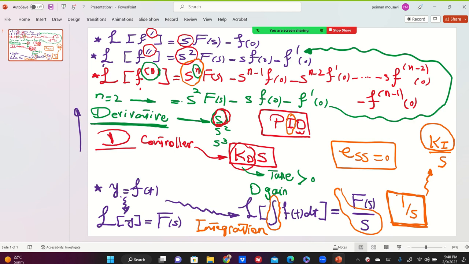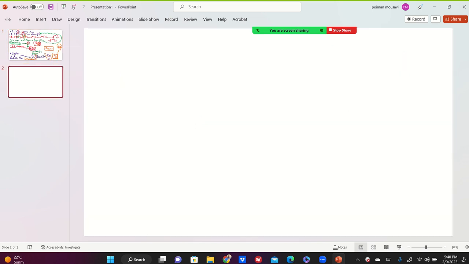Because these days nobody does it by hand. It's not the 60s, this is 2023. Everything is done by Python or MATLAB or Simulink. Understood? So your function is to tune Ki, the gain of the I controller. So now we have the Laplace of the different functions. Now let me start the block diagram eventually with this example.